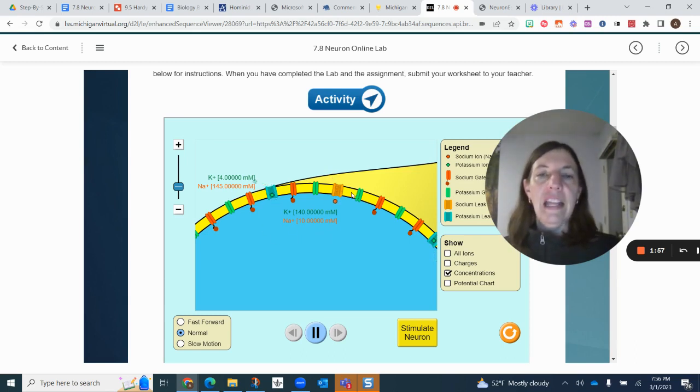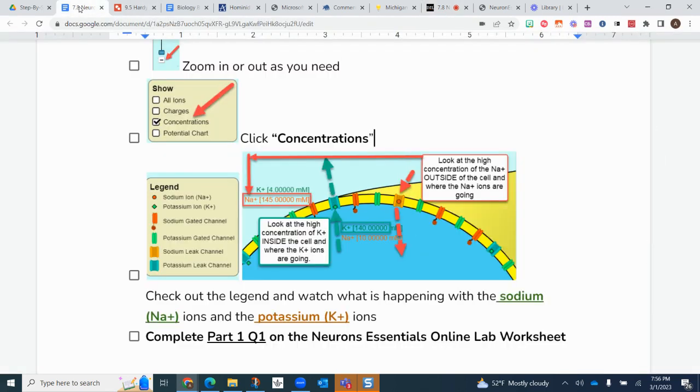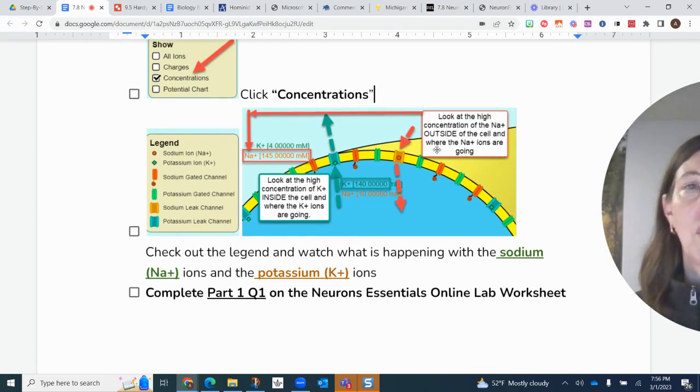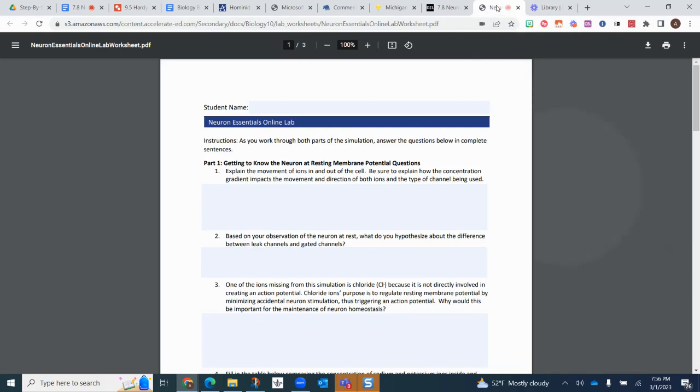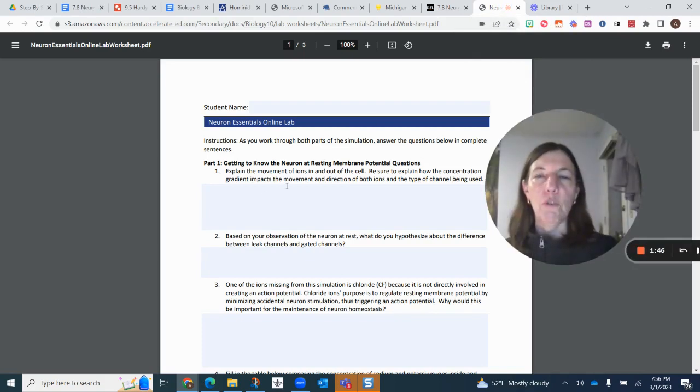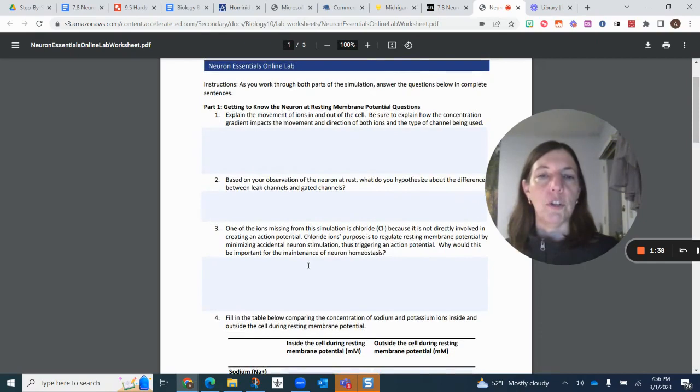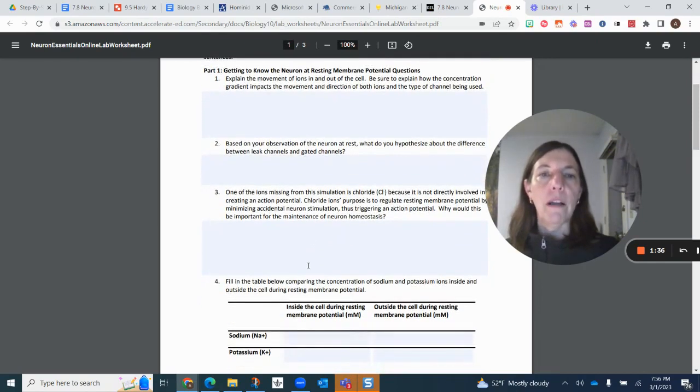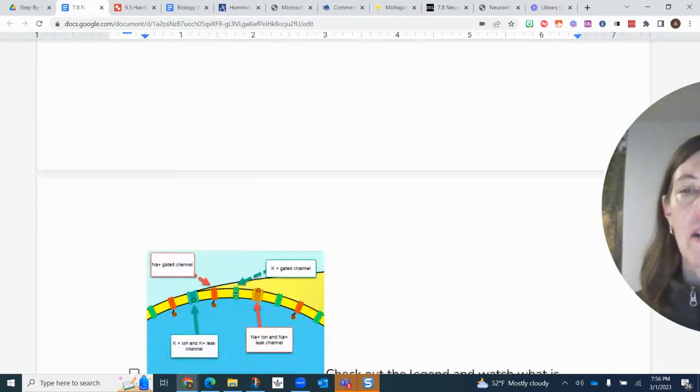Okay. Now we're going to go back to our question, and it says complete part one, question one for the worksheet. So here we are: explain the movement of ions in and out of the cell, and explain how the concentration gradient impacts the movement. Based on your observation of the neuron at rest, what do you hypothesize about the difference between leak channels and gated channels? So we're going to answer that question next.